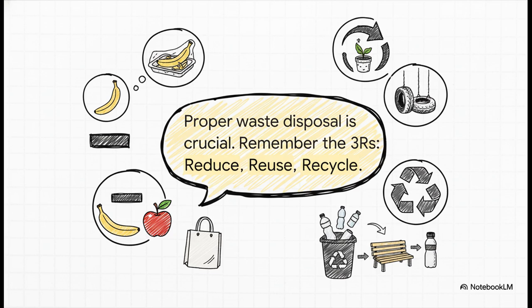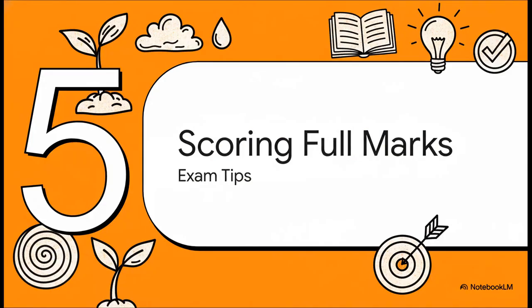So, what can we do? Well, the solution lies in proper waste disposal and remembering the 3 magical R's: reduce the amount of stuff we use, reuse things instead of throwing them away, and recycle materials to make new products. Okay, we've revised all the main concepts from the chapter. Now for the final part.